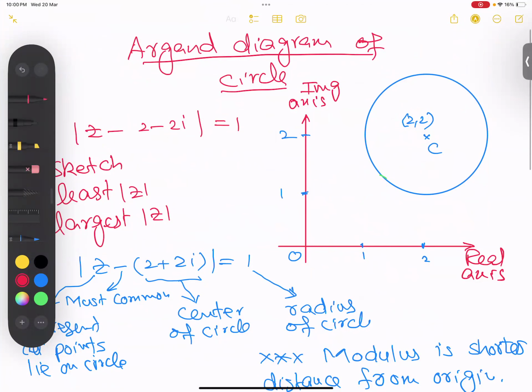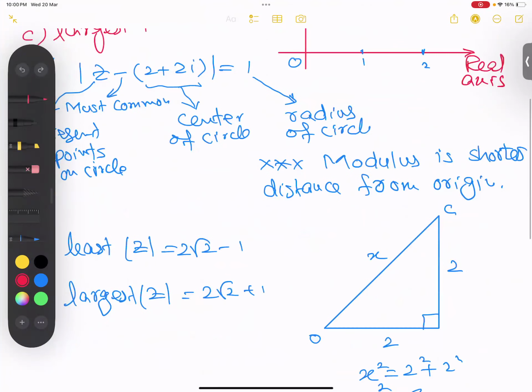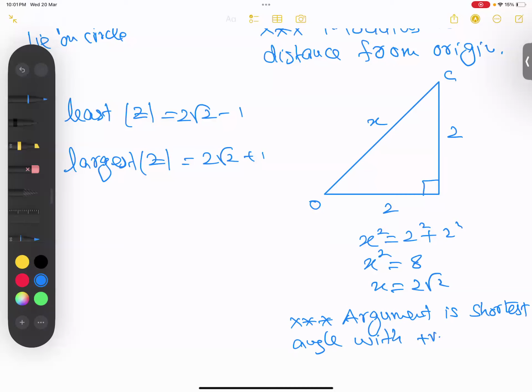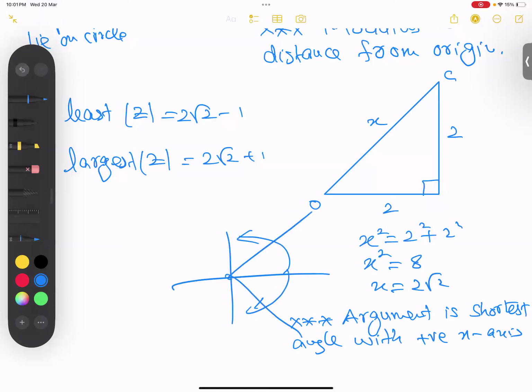The definition of modulus is very clear. What is the definition of argument? We have done it in the last lecture, I repeat again. So what is the argument definition? The argument is the shortest angle with the positive x-axis. It can be either clockwise or anti-clockwise, but we have to go for the shortest. I think the point is very, very clear. So let's try to solve it.